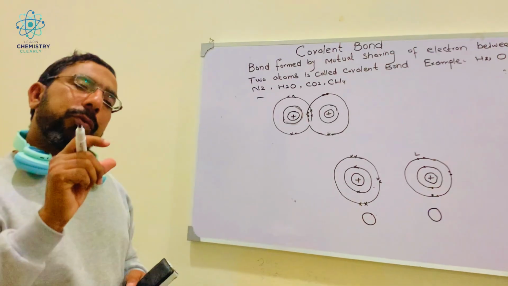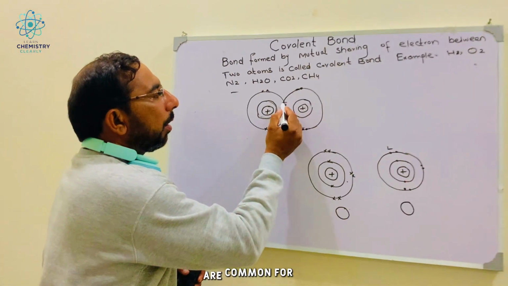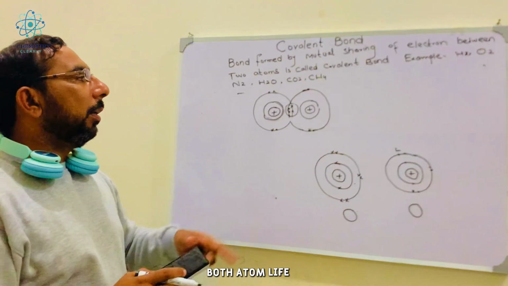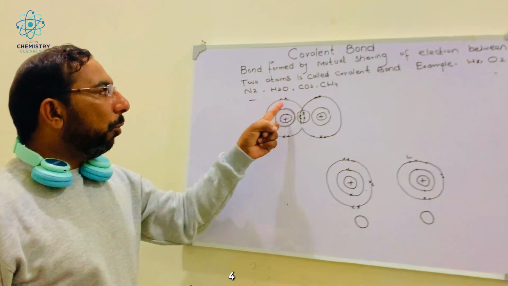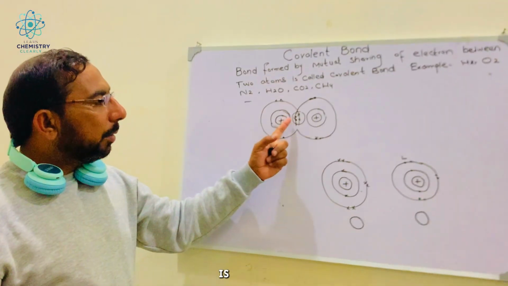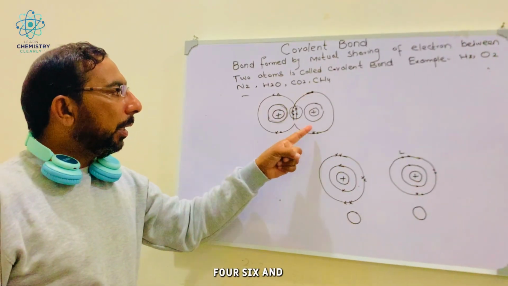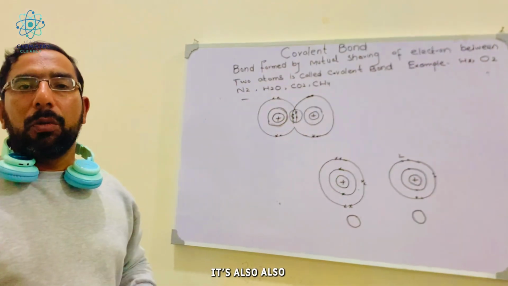In other words, two bond pairs will be formed. This electron pair is common for both atoms. Like if this is for this atom, 4, 6 and 8, this octet is completed. And if this is for this atom, it will have 4, 6 and 8 electrons. Its octet will also be completed.